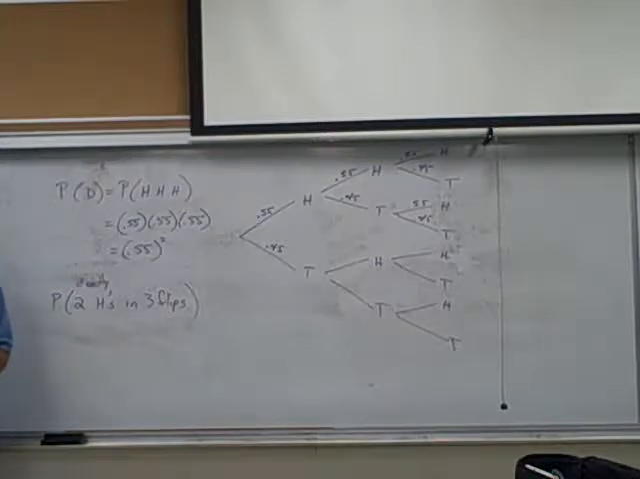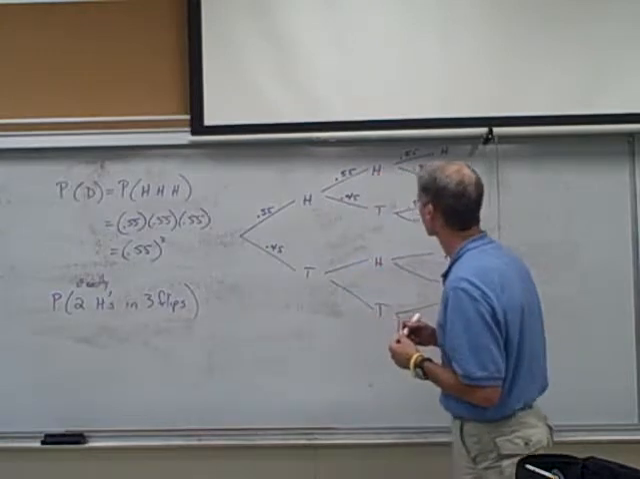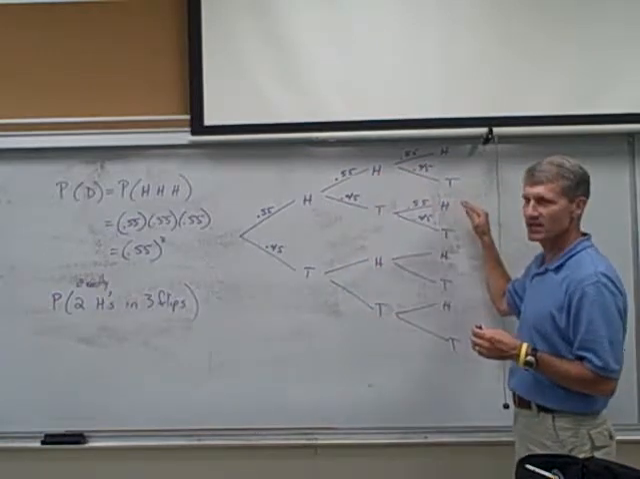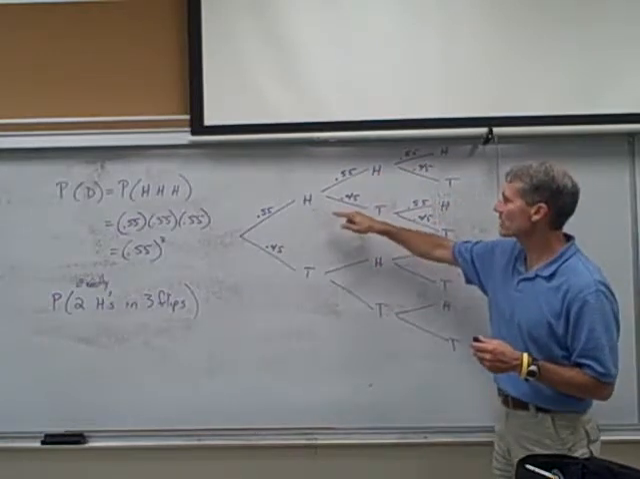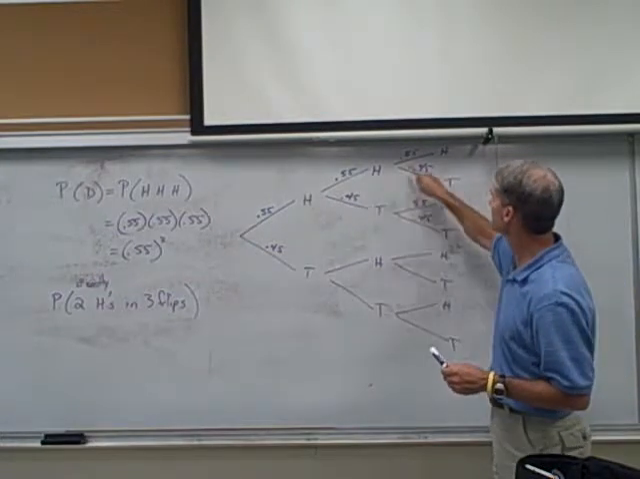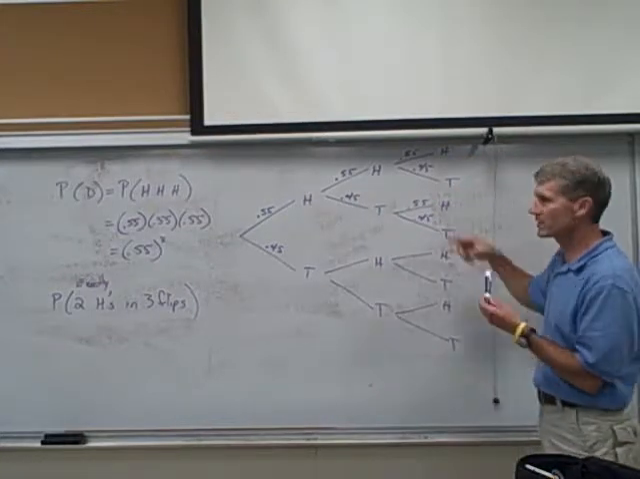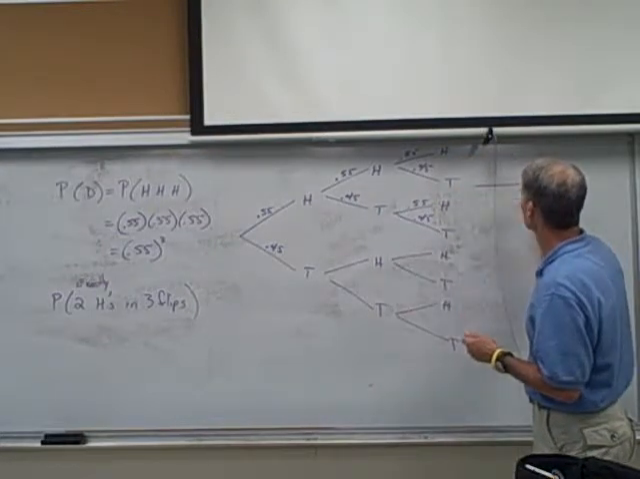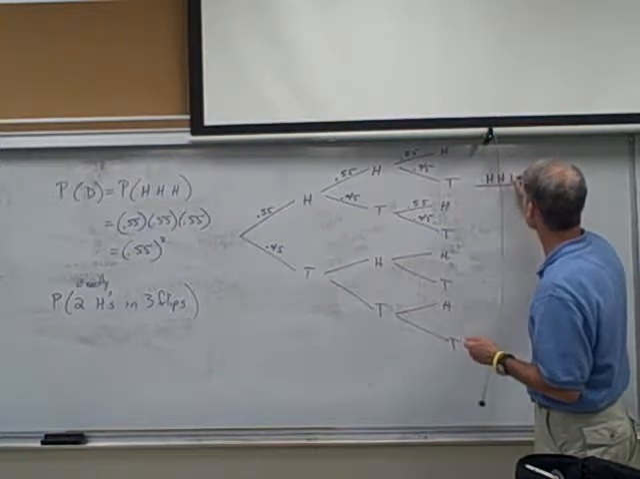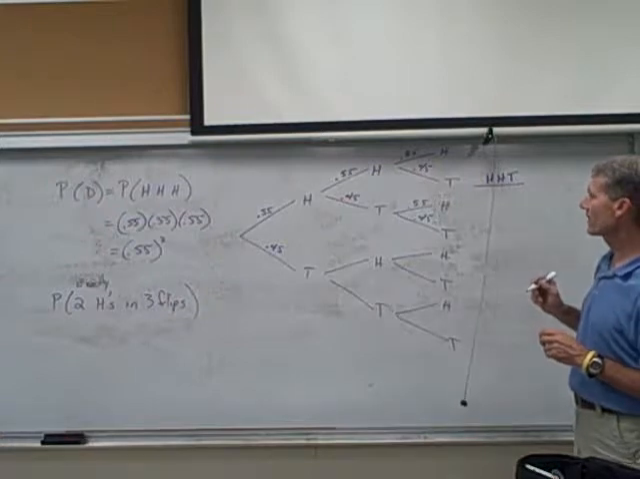You have to go through the tree, heads, tails, and see how many times you have 2 heads and 1 tail. So heads, heads, heads, that one doesn't work. Heads, heads, tails, that one does work. That's 2 heads. Where else do I have that happen?